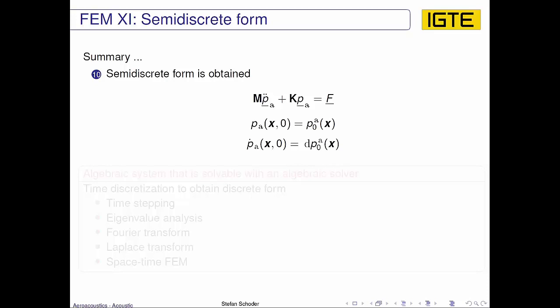So the semi-discrete form we obtained is more or less listed here with the boundary conditions. We have the mass matrix times the unknown, the second derivative of the pressure, plus the stiffness matrix times the acoustic pressure is equal to a forcing.